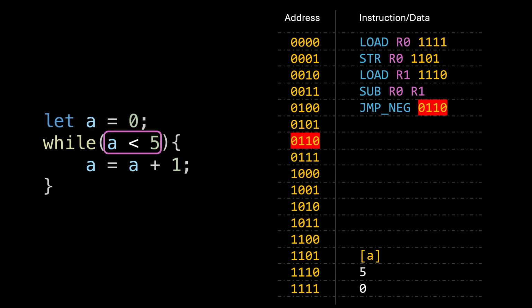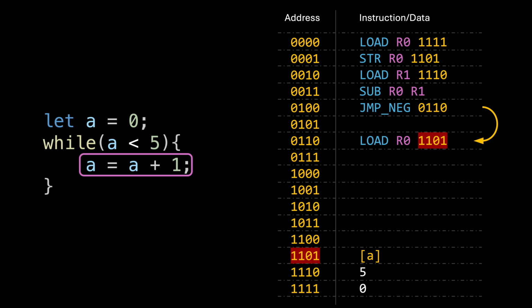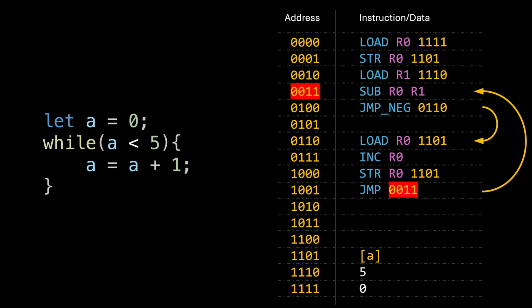Immediately after the subtraction, we use a jump negative instruction to check if the result was negative, and if so, jump to the part of the code that instructs the CPU to execute the line inside the loop. And after executing the line of code in the loop, we need a jump instruction to return to the subtraction instruction. We jump to the subtraction because before each iteration, we need to check if the condition is still met.